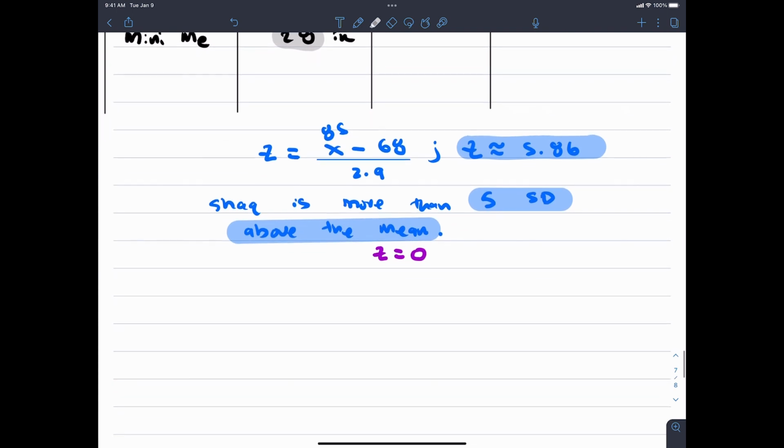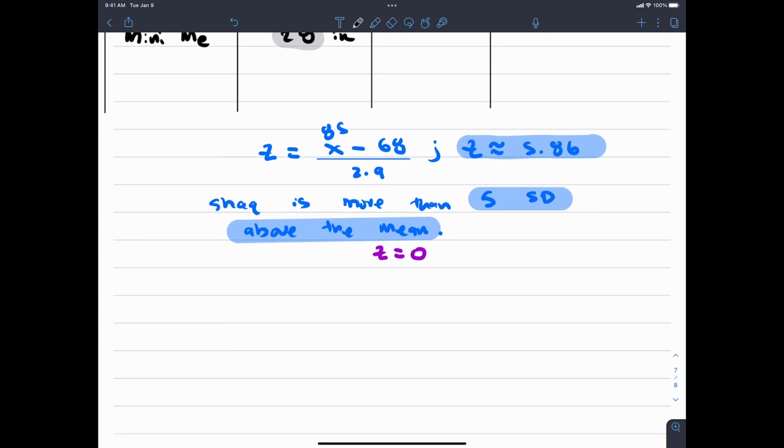So for Mini-Me now, how would I compute Mini-Me's Z-score? X minus 68 over 2.9. So we're going to put in 28. What is Z approximately? Let's see what that is.